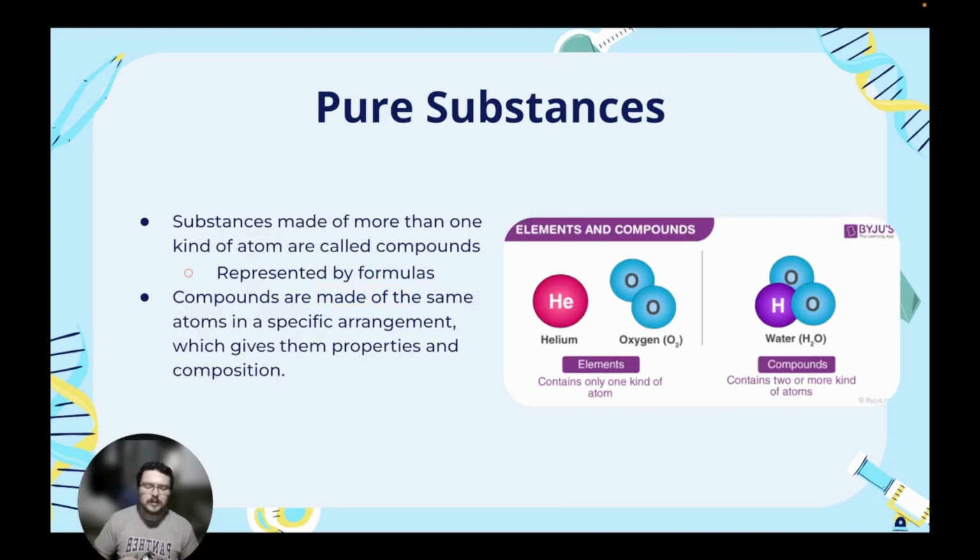So some substances are actually made up of more than one kind of atom, and we call these compounds. So an example would be like H2O. This is one oxygen bonded with two hydrogens. Now these compounds are made of atoms that are in a specific arrangement, and the specific arrangement gives them properties and definite composition. However, because this is still two atoms of hydrogen bonded with one atom of oxygen, these are a compound and not a mixture because they maintain their own properties. They're simply bonded together with energy.